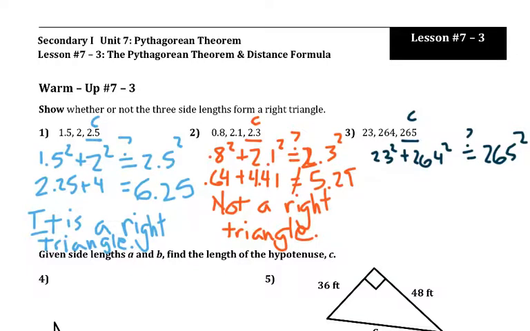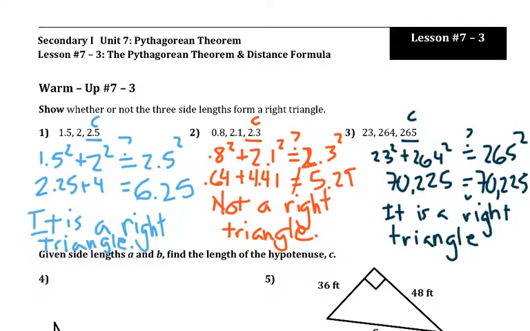Now you could put all of that into your calculator at once. 23 squared plus 264 squared. Hit enter, and we would find that this is equal to 70,225. Now, putting 265 squared in our calculator, we get 70,225. And those are equal to each other, so we're going to say this is a right triangle. So again, number 3 is a right triangle.